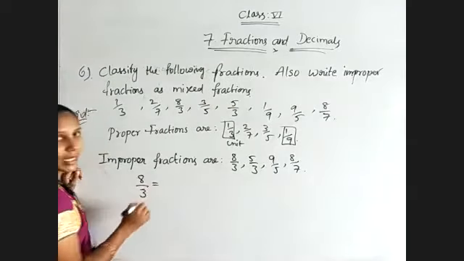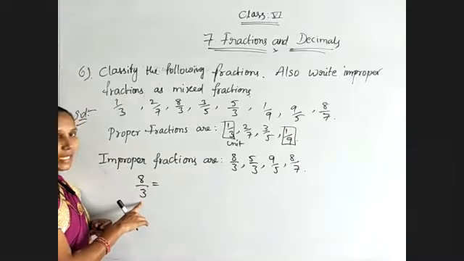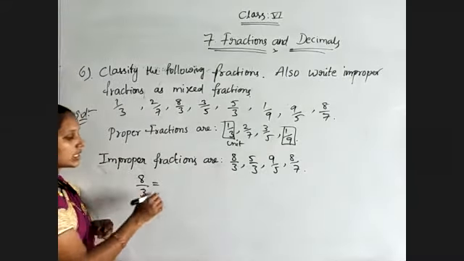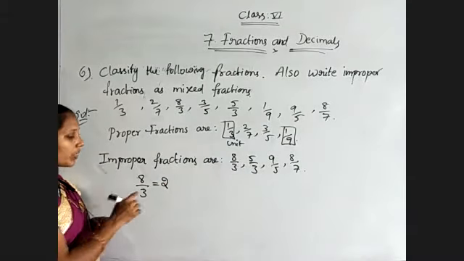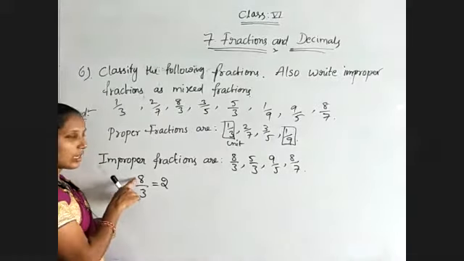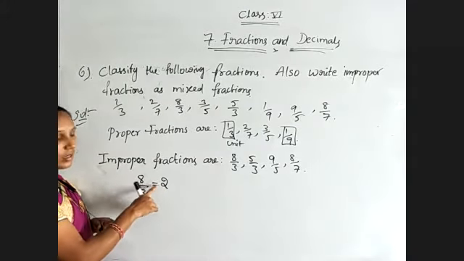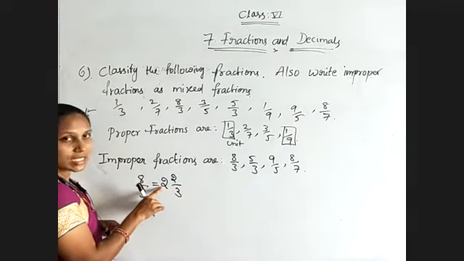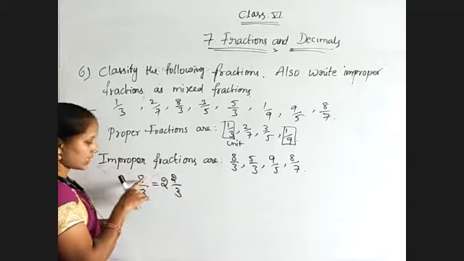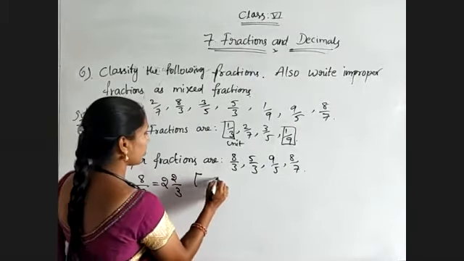So we know the 3 table very well. For 8, what is the nearest number we will get in the 3 table? 3 ones are 3, 3 twos are 6. So 2 we will get as quotient. Okay, out of 8 parts, 6 parts already we have taken. 3 twos are 6. So only 2 parts are left. 2 by 3. 3 twos are 6, 6 plus 2, 8 in the numerator by 3. If you have doubt, first go through with the division.